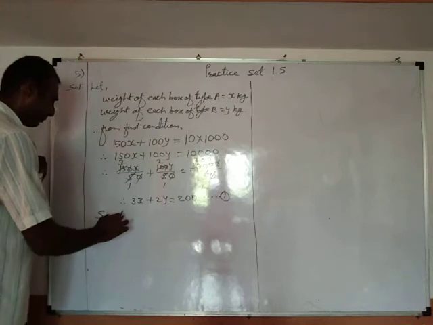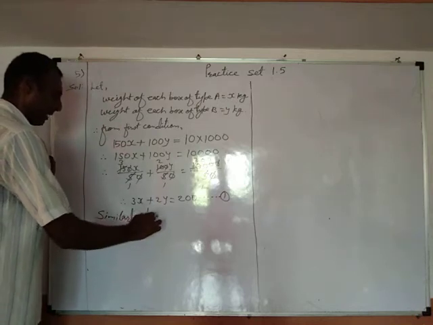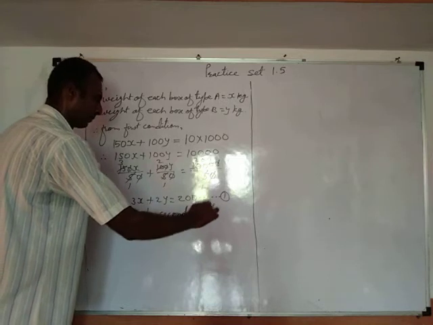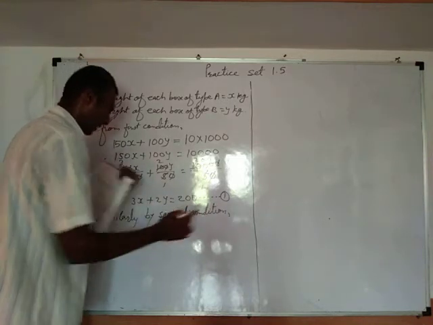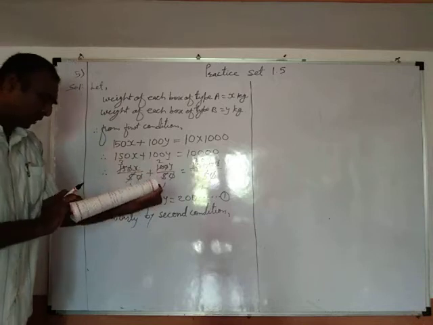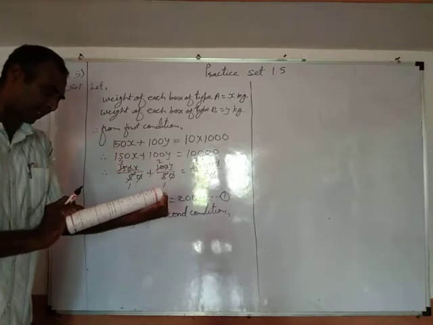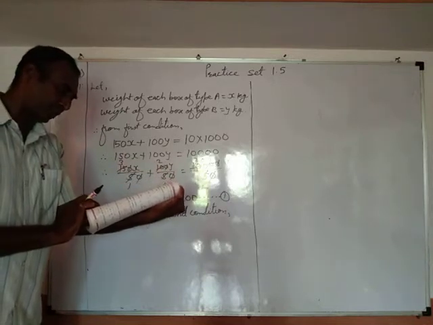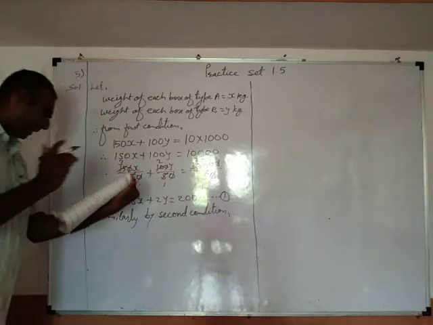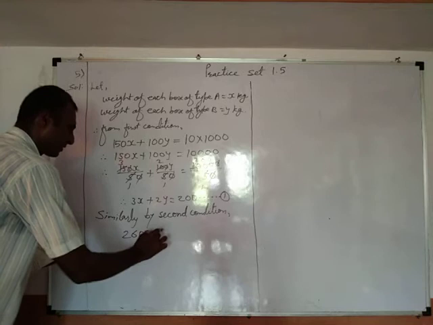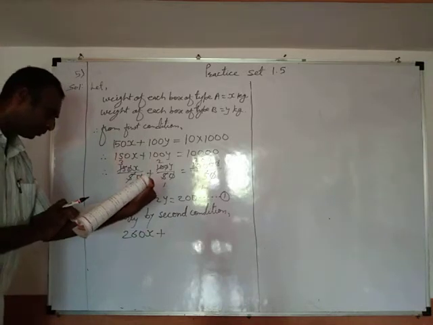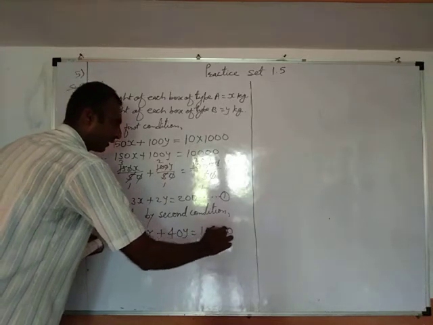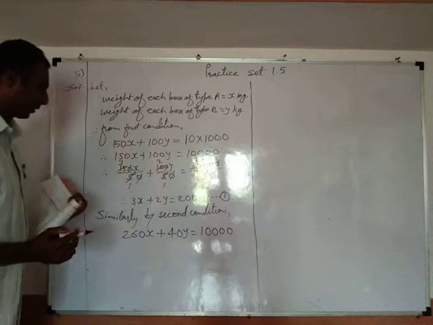Similarly, by the second condition, what is the second condition? But when 260 boxes of type A are loaded in the truck, it can still accommodate 40 boxes of type B, so that it is fully loaded. Means here we may write 260x plus 40y. That must again be 10,000 because it is fully loaded.